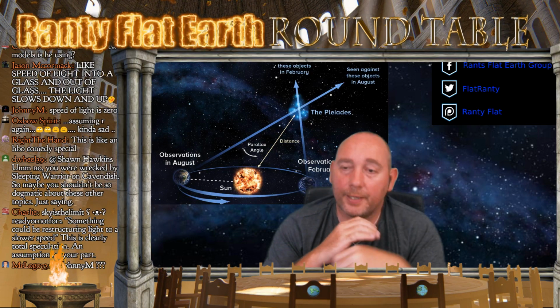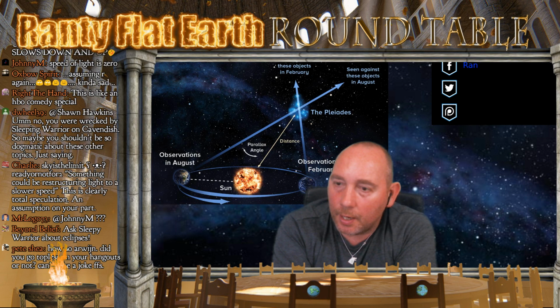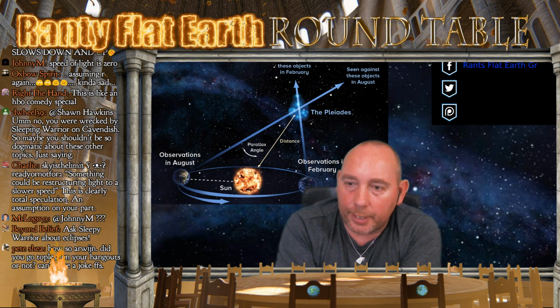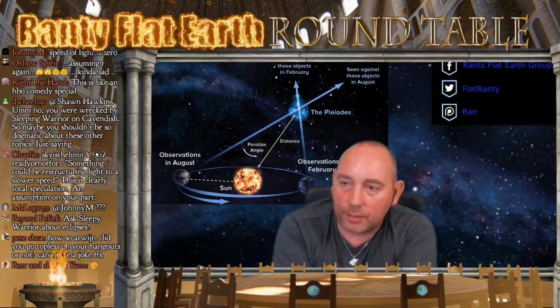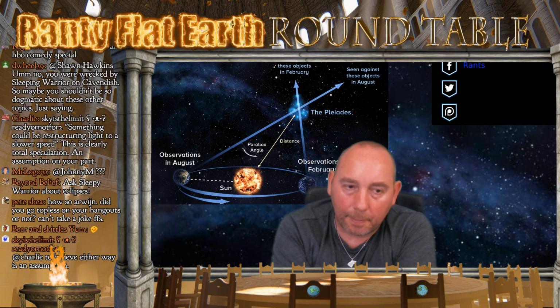Okay, final question from Gleam. Parallax will only give you an angle and ratio result until you insert a mileage/distance figure. Could the distance be wrong as the ratios will remain the same?